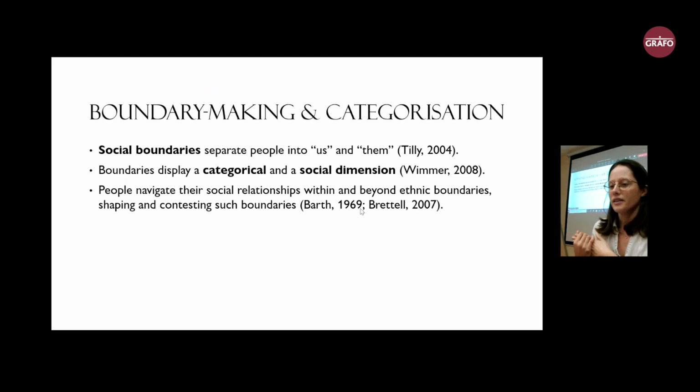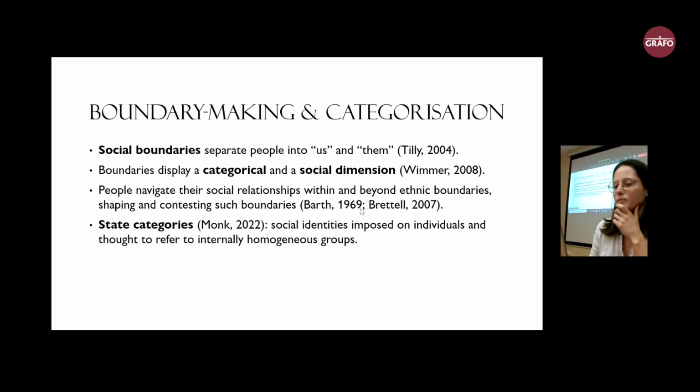Also, because of my interest in ethnic boundaries, I'm looking at authors such as Park, for example, to try to understand how people navigate their relationships within and beyond ethnic boundaries, but also other types of social boundaries. And at the same time, how these everyday relationships also shape and contest these boundaries. And other authors such as Monk talk about state categories, which I found interesting as well.